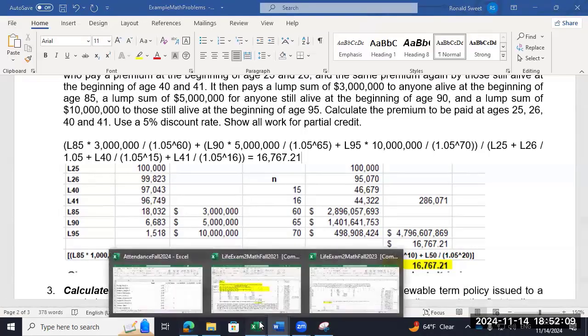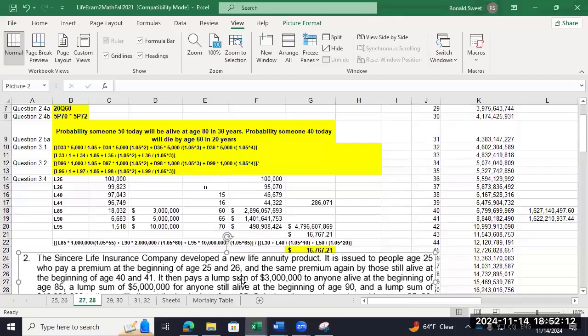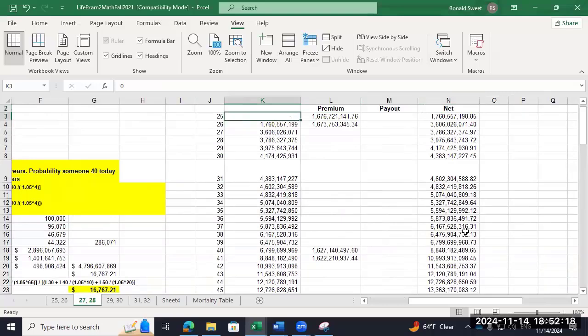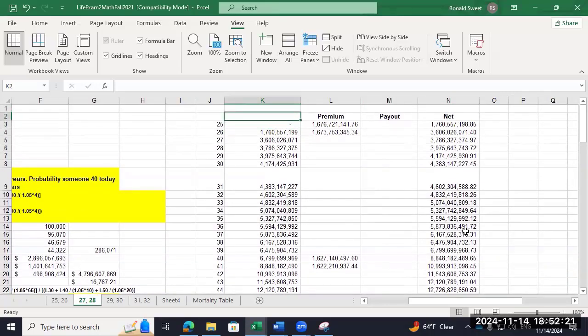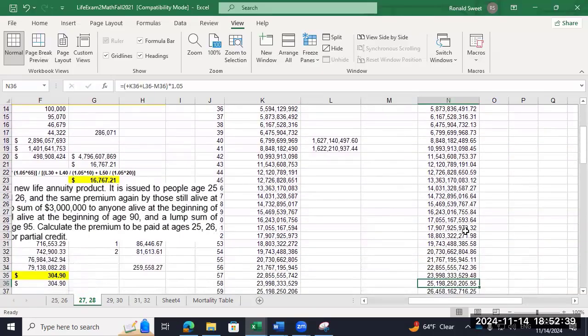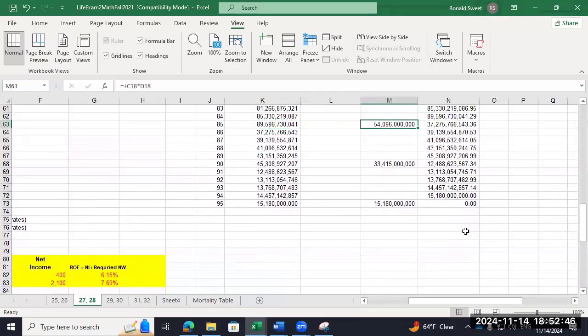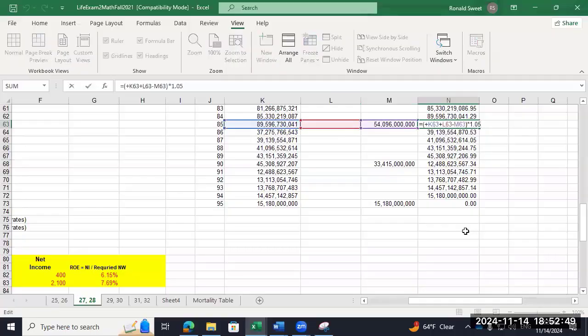On this one, I get 16,767.21. Now, what I do when I do the exam is I double check it to make sure. So on this one, I take the people alive at 25. I start with 0. The L25 sums at 16,000. I then invest that at 5%. The next year, I add another premium and invest that at year 40. I get another premium, year 41. I invest in those. Then at age 85, I pay out, but it's at the beginning of the year.